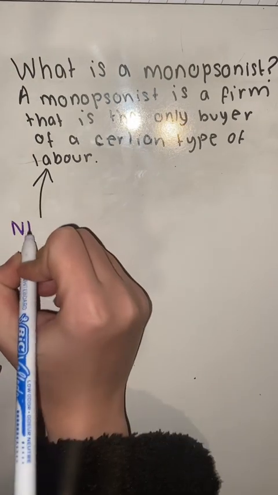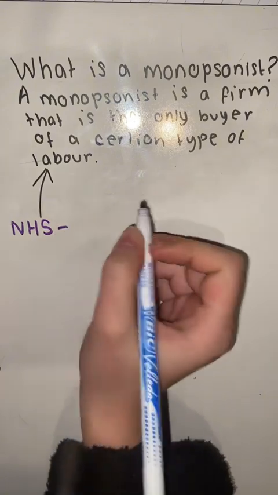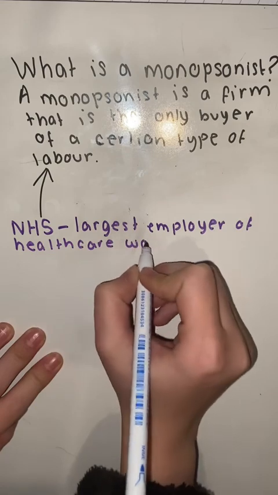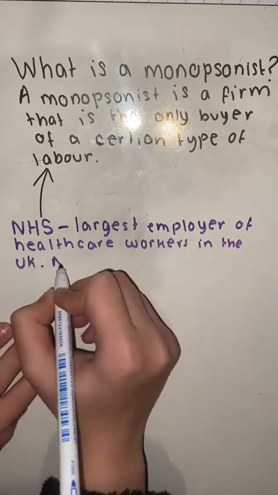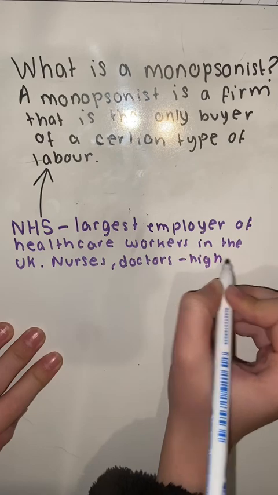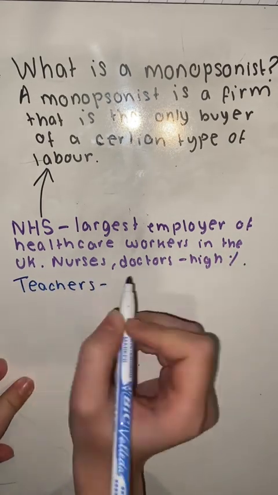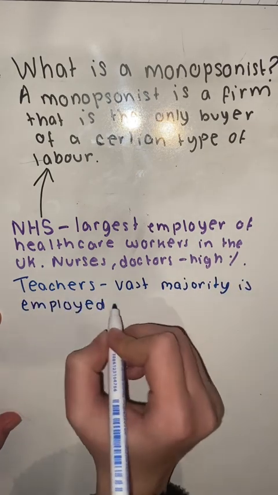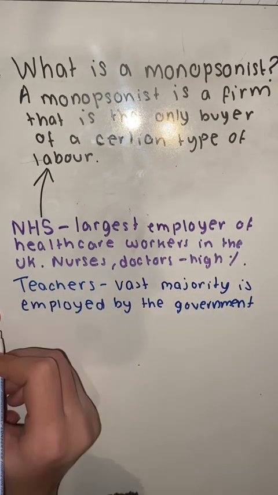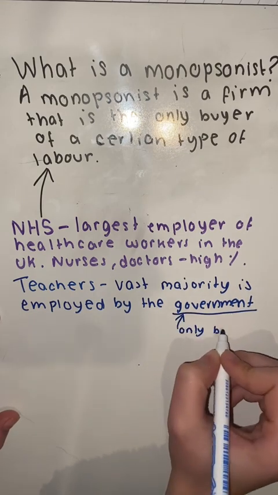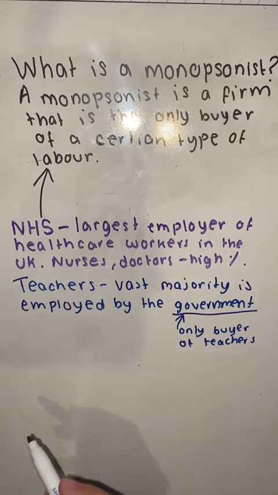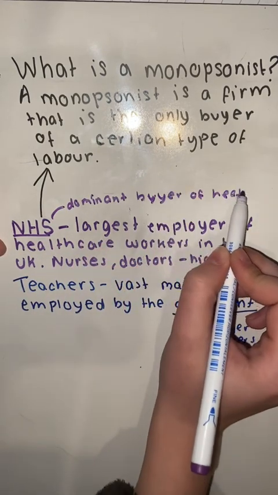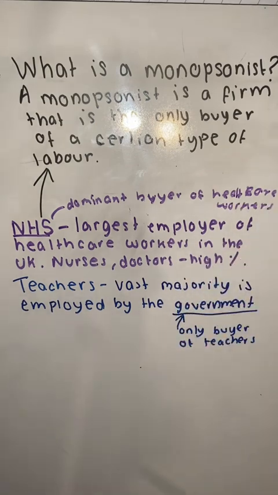So our first example of a monopsonist would be the NHS. This is because the NHS are the largest employer of healthcare workers in the UK. They hire the highest percentage of nurses, doctors, etc. in the UK. So a second example to think about is teachers. The vast majority of teachers are employed by the government. This means that the government is the main buyer of teachers. And same goes for the NHS. The NHS is the dominant buyer of healthcare workers in the UK.